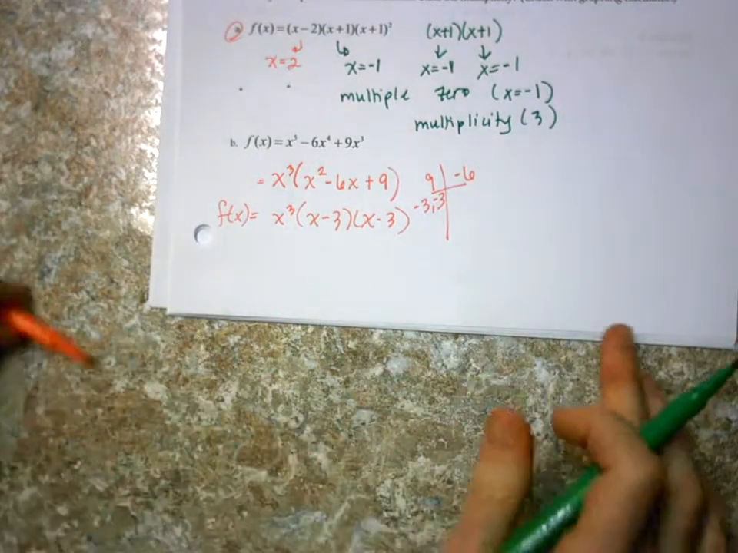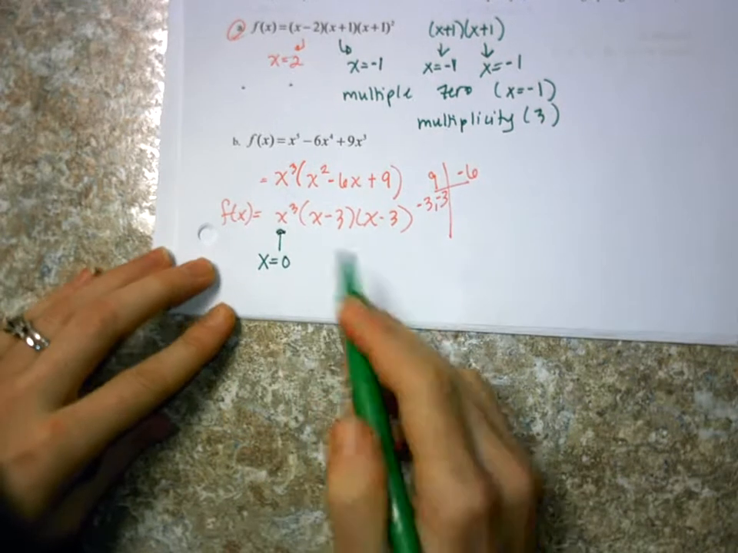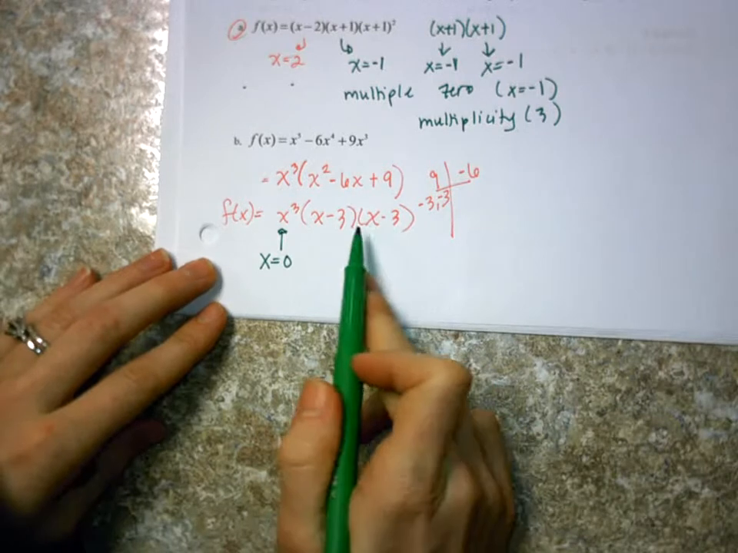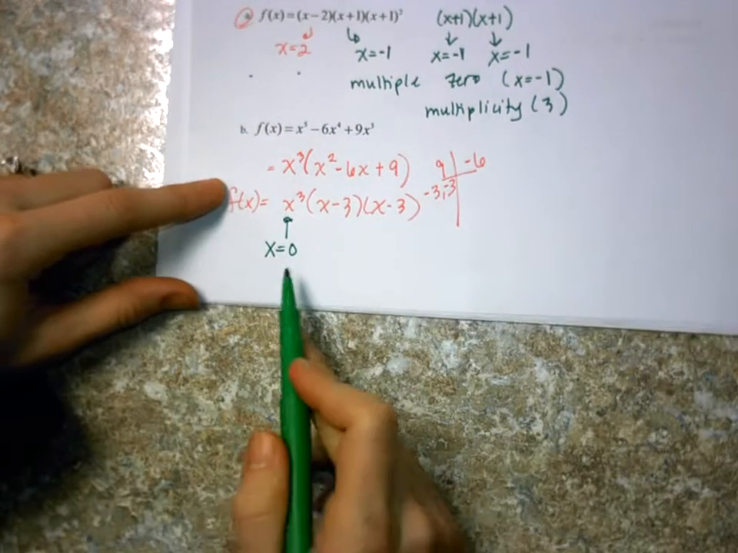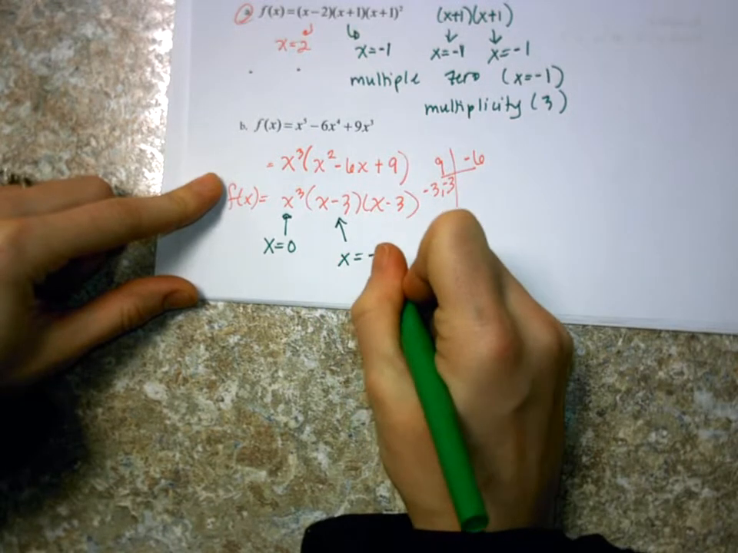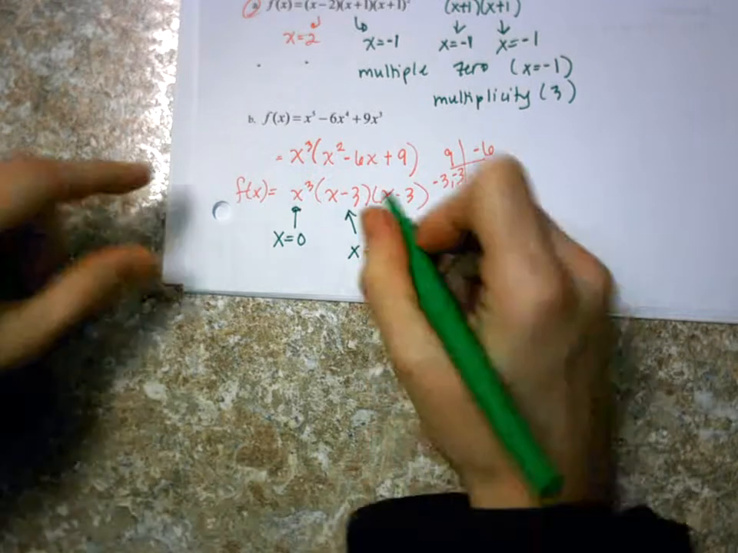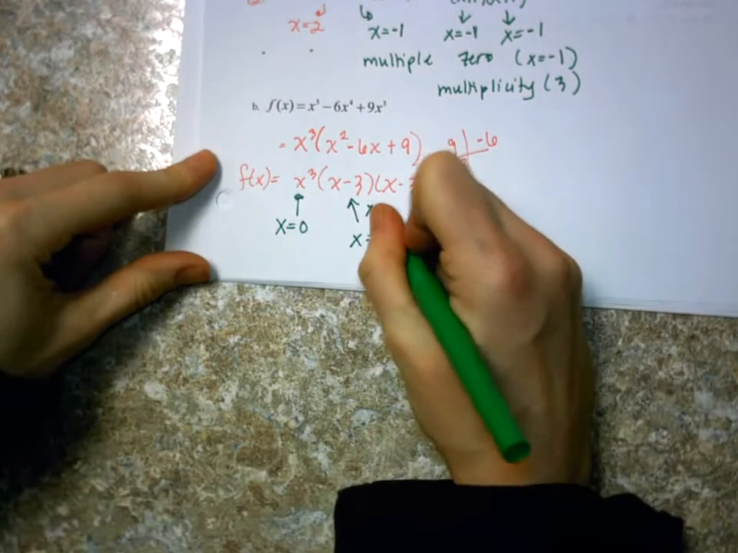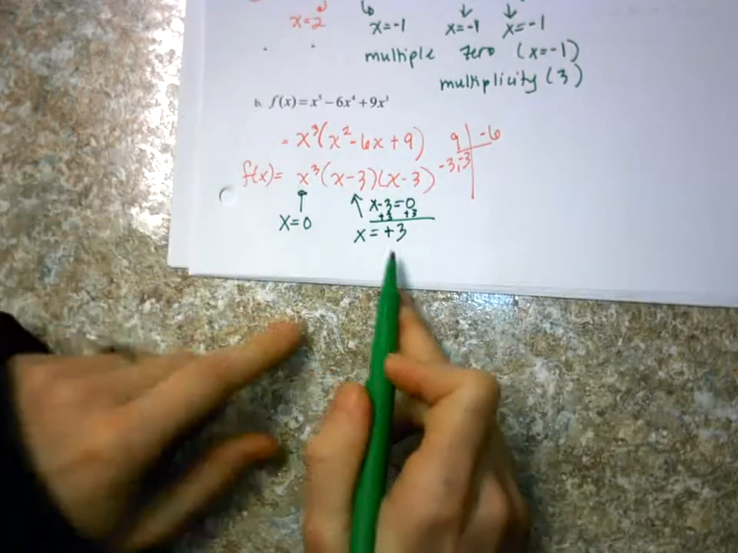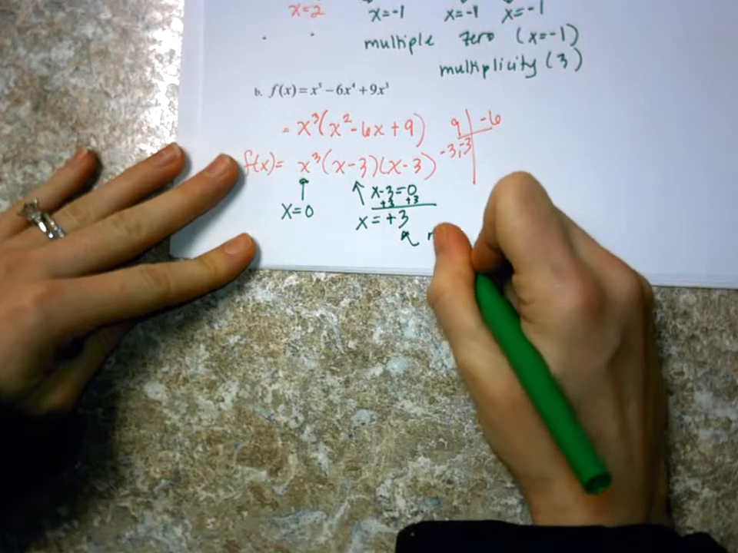Now I see 2 multiple zeros here. One, if I set x equal to 0, then I would get 0 cubed times a number, which would set the function equal to 0. So x equals 0 is a multiple 0, and x equals positive 3 is also a multiple 0. If you're wondering how did I get that, you set your factor equal to 0 and solve. So I have x equals 3 and x equals 0. So here's a multiple 0.